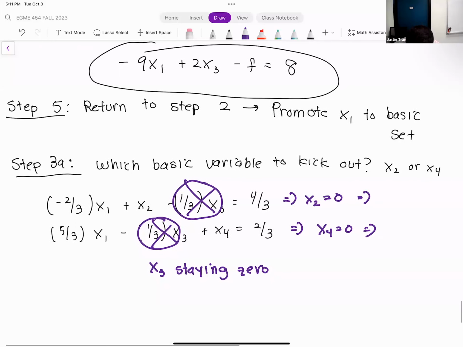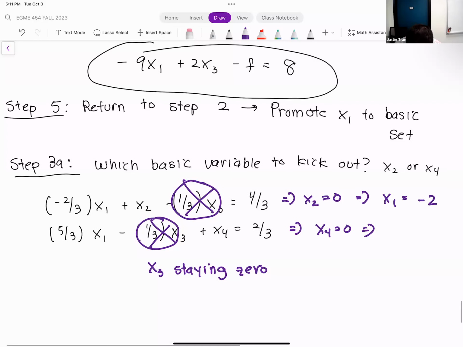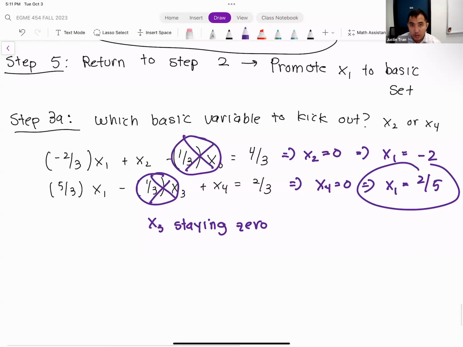If we solve for x1 in this case, we have minus 2/3 x1 is equal to 4/3, and so x1 is equal to minus 2. If we solve for x1 in the second equation, we have 5/3 x1 is equal to 2/3, so x1 is equal to 2/5. Of course, the second option is going to be our only viable one, because that's the only one where x1 is non-negative.